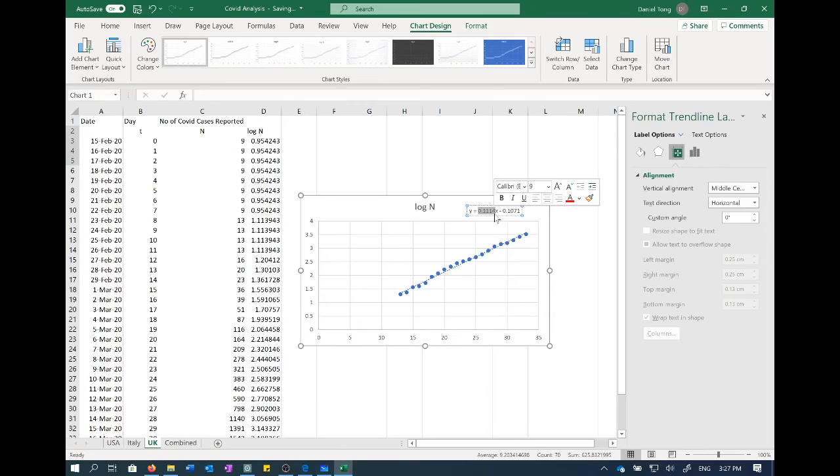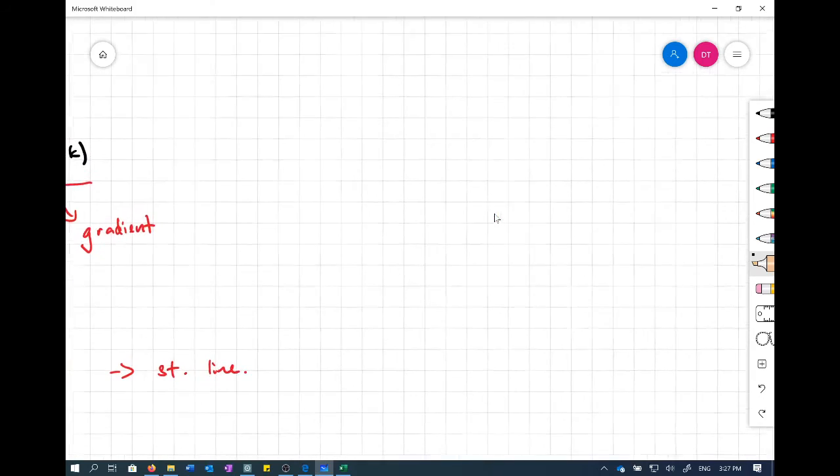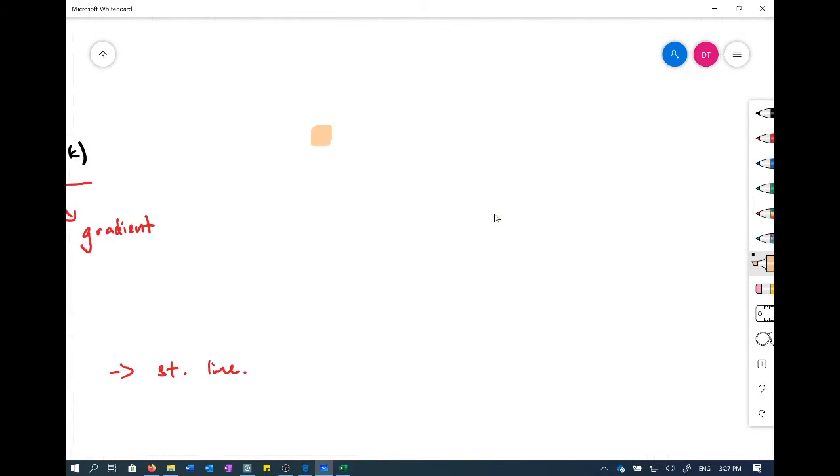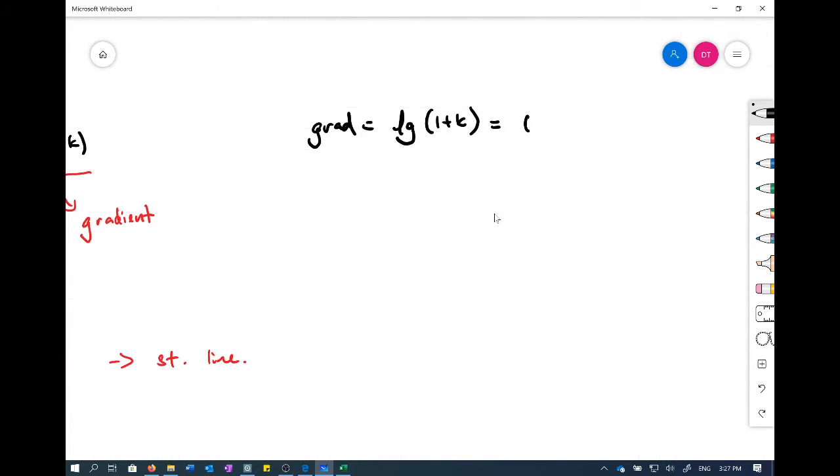Right, and so remember what this 0.1114 means. This 0.1114, sorry, the gradient equals log(1 + k), right? Remember from the equation just now? And then this equals 0.1114. Okay, and so we can use this to calculate 1 + k. 1 + k should be 10 to the power of 0.1114, right?